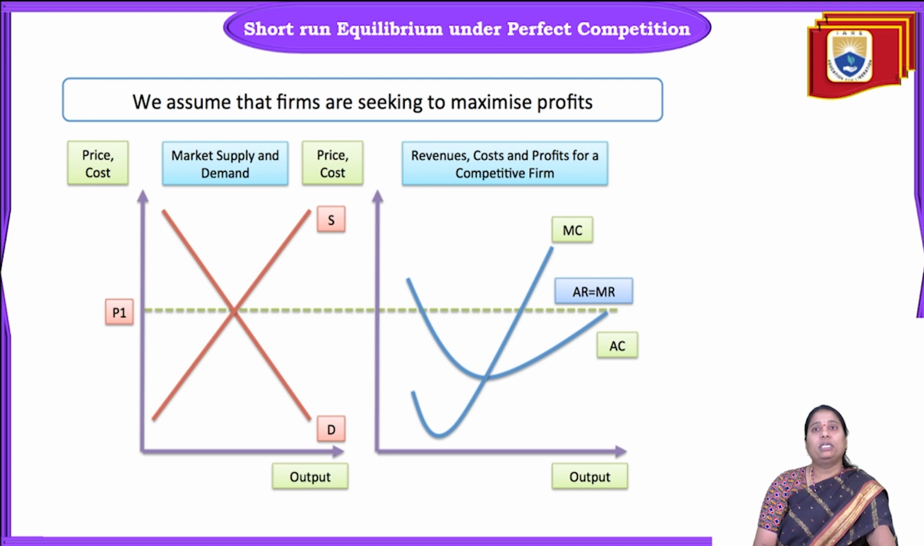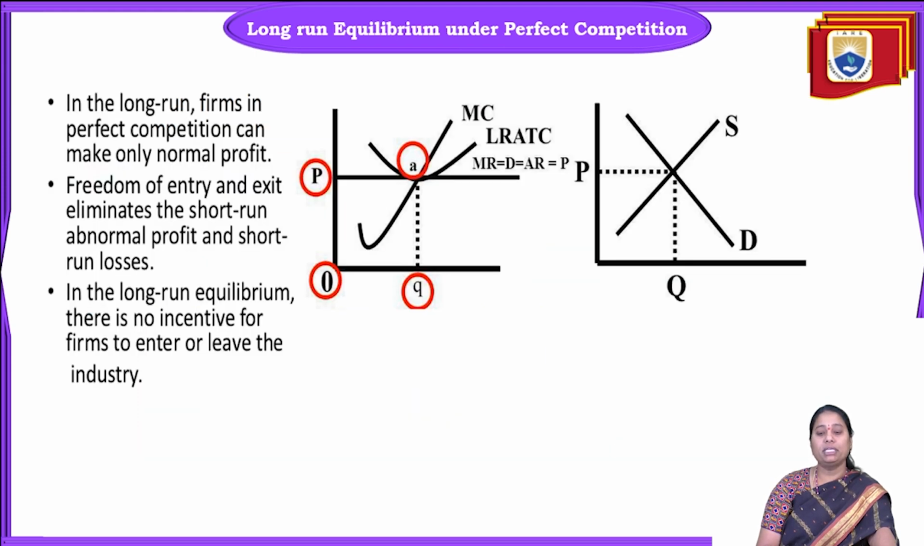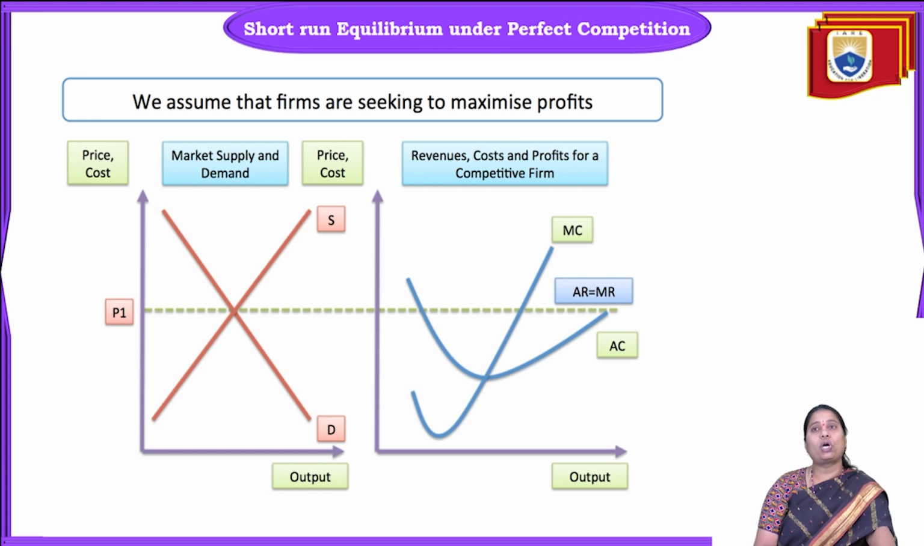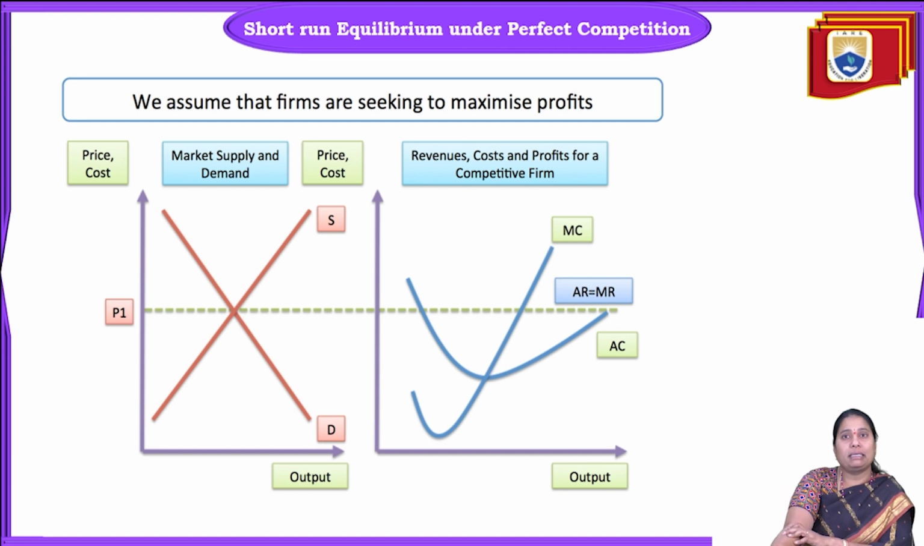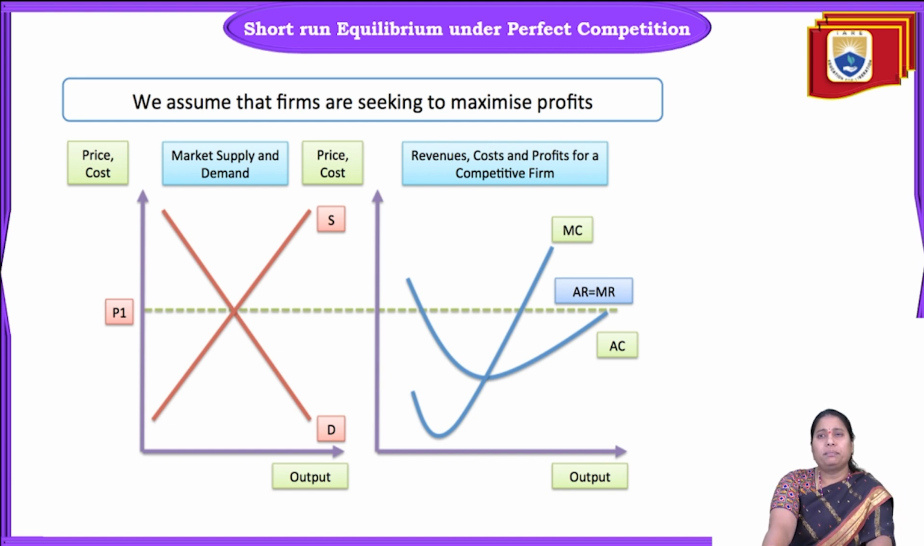The next concept is the short run equilibrium under perfect competition and the long run equilibrium under perfect competition. So what does short run equilibrium under perfect competition mean? If perfect competition exists only for a short span of time, then we can assume that the firms will get the maximum profit under this perfect competition. Based on the types of products, this competition will vary. Anyhow, we assume that the firms are seeking to maximize their profits. Let us say price, cost, and output, market supply and demand, and marginal costs.